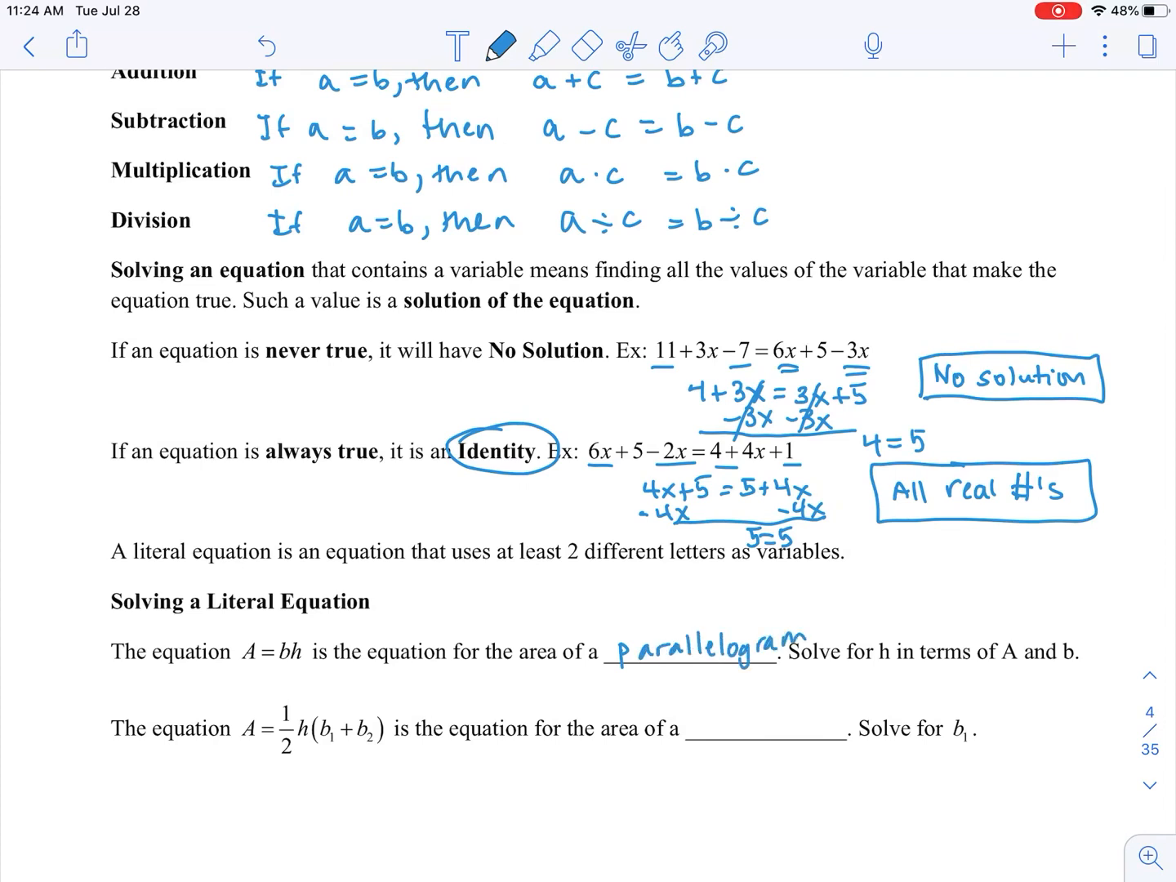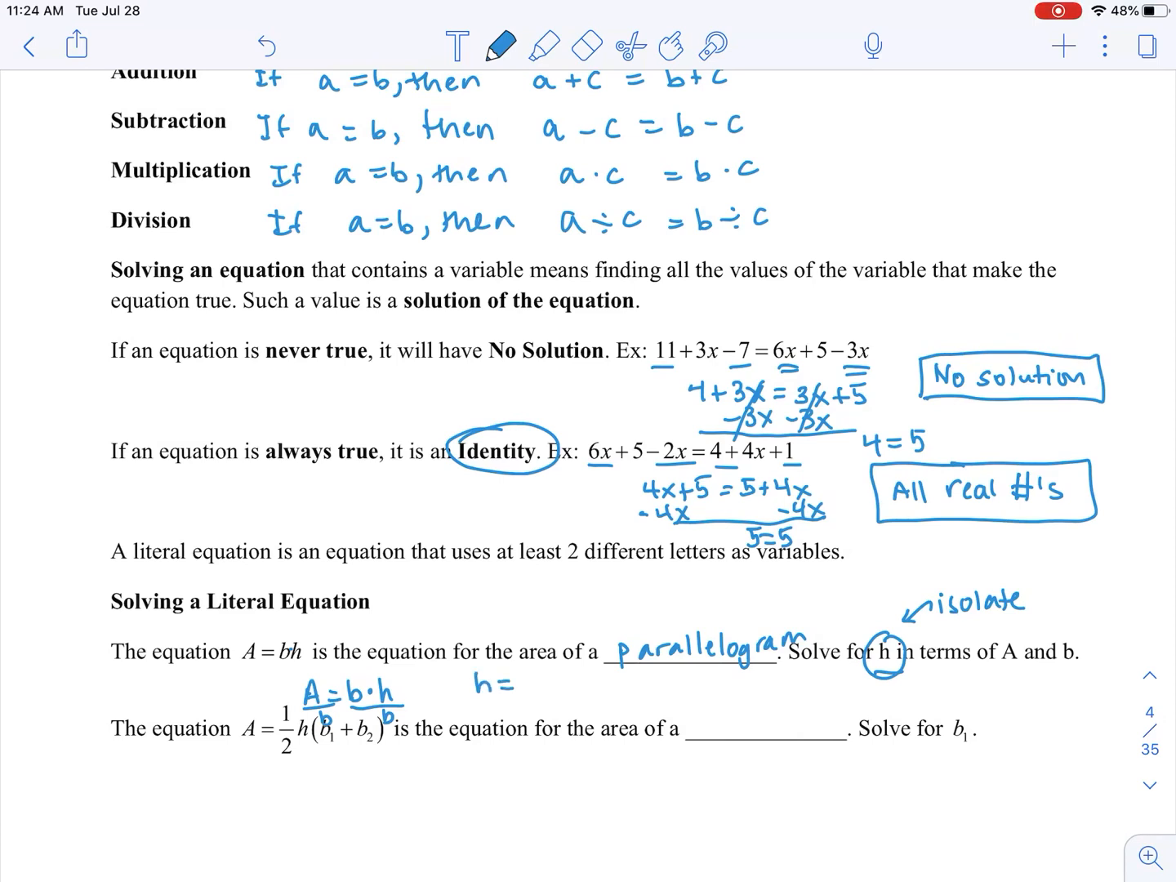And they want us to solve for H in terms of A and B. So what that means is when they want you to solve for H, that means they want you to isolate H using the properties above. So since B is separated by multiplication from H, to undo B so that we can isolate H, we would divide on both sides by B.